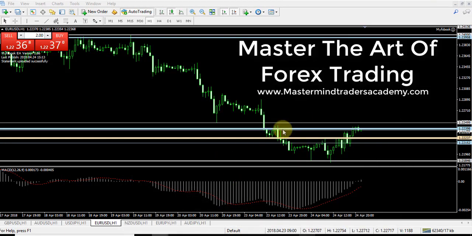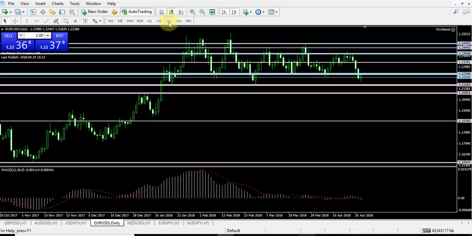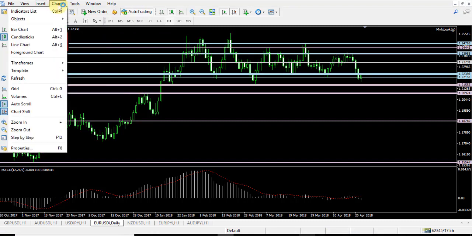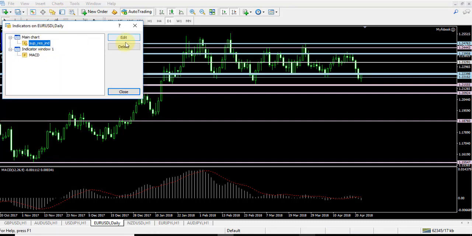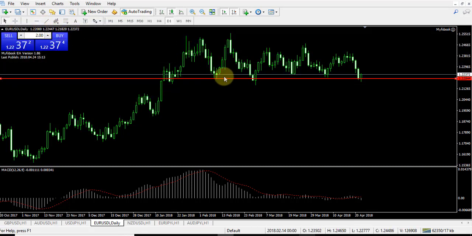All right, so looking at the euro dollar, let's take a look at what's going on in the daily chart. On the daily chart, and let me get rid of these, we're seeing where price has been going sideways for the past few weeks, or I would say since January. Price has been going sideways, right?